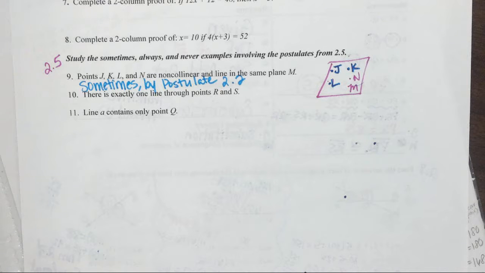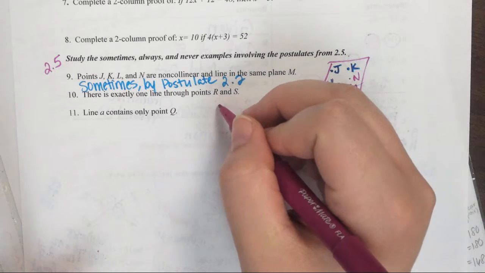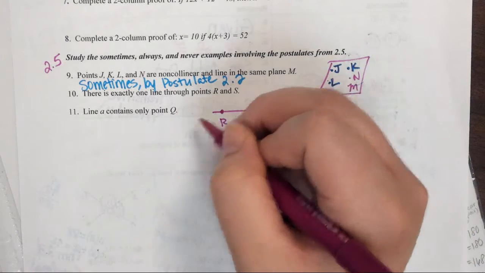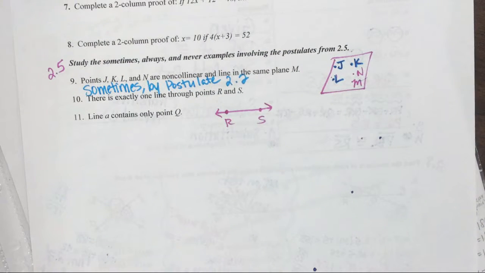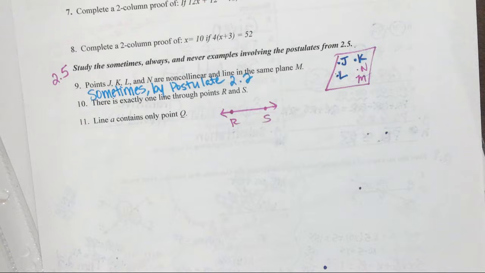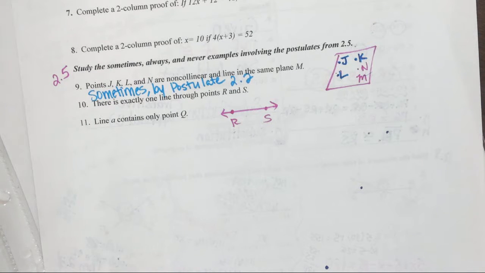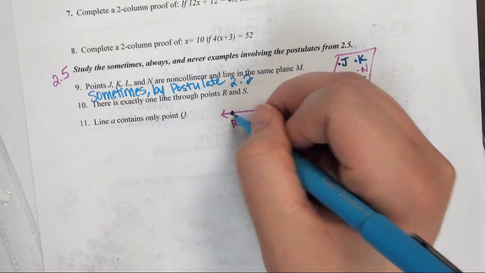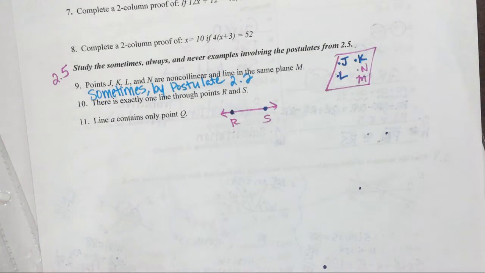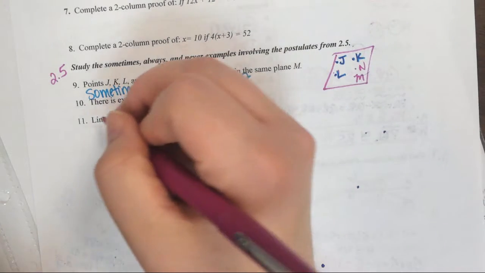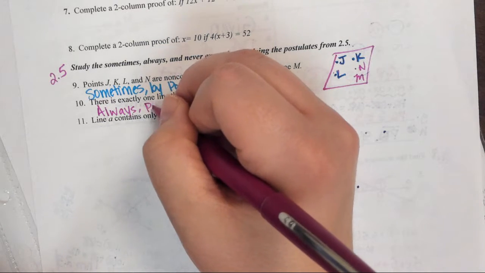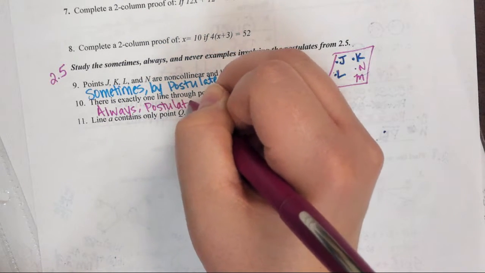Okay, we read the next question. It says there's exactly one line through points R and S. Point R, point S, is there a line? And the answer is yes, because we know through any 2 points there is a line. The first postulate, 2.1, says through any 2 points, there's exactly one line. So always. I have 2 points, so I have to have a line. Postulate 2.1.